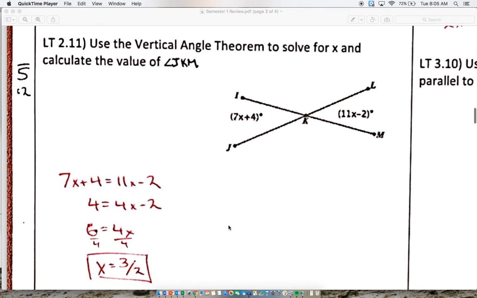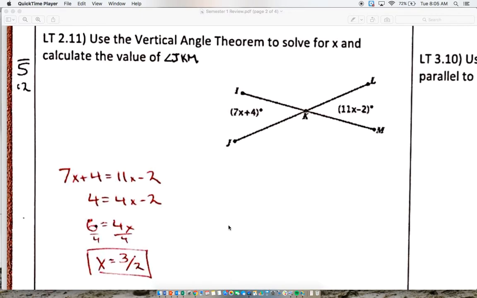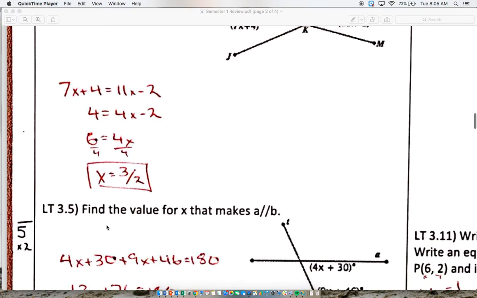All right, learning target 2.11. Just going ahead and using the vertical angle theorem. And that just basically sets up this being equal to that. They even look equal, so you could use your common sense even if you forgot the vertical angle theorem. But I set them equal to each other. I subtract the 7x from both sides, and I add the 2, and I get x equals 3.5.